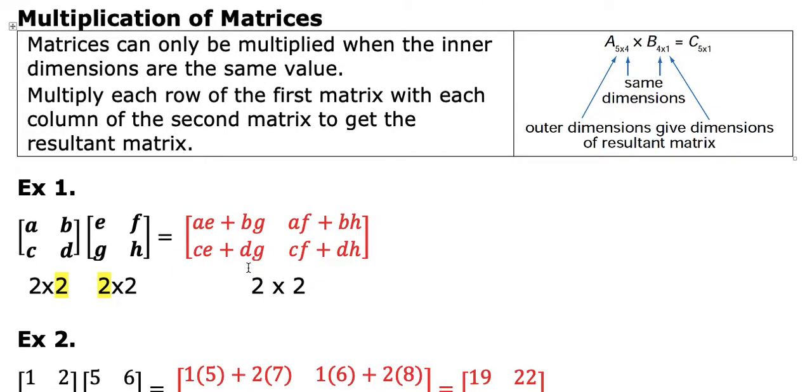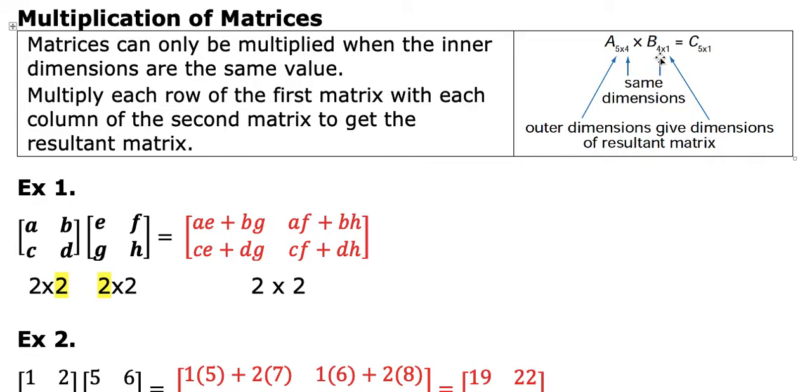However, multiplication of matrices when they have different dimensions can be a little bit more challenging. Matrices can only be multiplied when the inner dimensions are the same value. So, we define matrices by the number of rows and then columns. So, if a matrix A has 5 rows and 4 columns, and matrix B has 4 rows and 1 column, we look at the inner dimensions as the columns of the first matrix and the rows of the second matrix. Notice that that's 4 and this is 4.